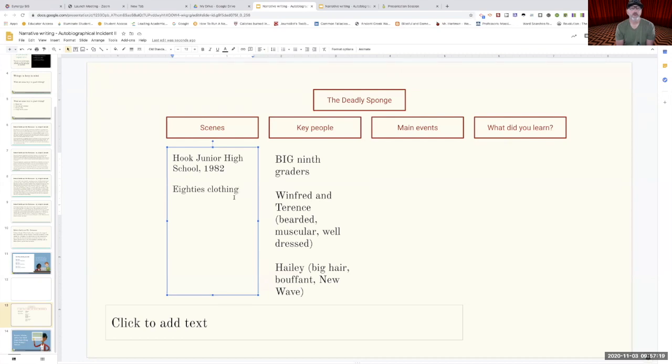So at any rate, we got big ninth graders in that classroom: Winfred and Terrence, bearded, muscular, well dressed. And then Haley, who, truth be told, I had a crush on, big hair, bouffant. She was kind of a new wave type girl. So kind of Madonna-esque when that was actually a thing. So scenes, 80s clothing. So what did the classroom look like?